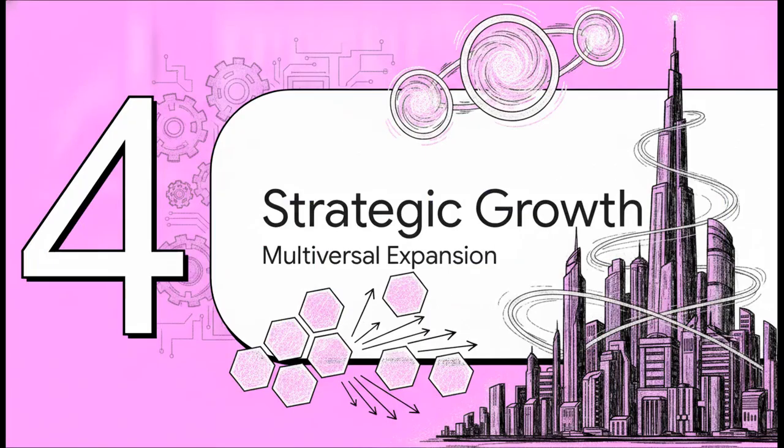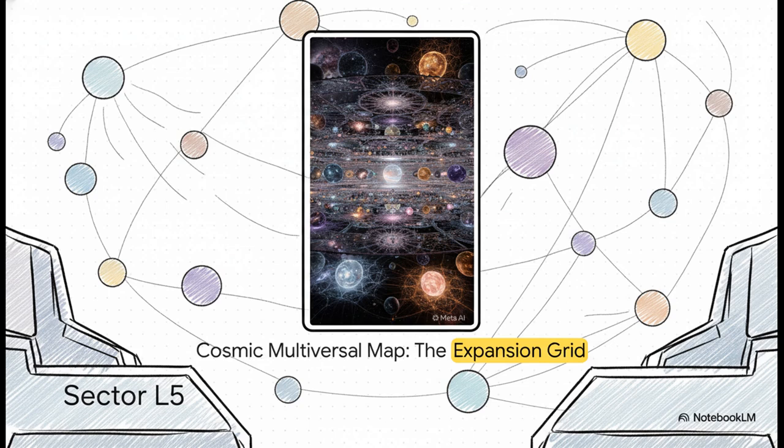Now that stabilization is proven, let's talk scale. Section 4, Strategic Growth Opportunities and our Multiversal Expansion. The sheer, unprecedented scope of our potential is laid out right here in this cosmic multiversal map. This is our expansion grid. Every single interconnected planetary node you see, pulsing with its own unique energy signature, represents a brand new, totally viable market for the Metatropolis footprint. The stabilization provided by Sector L5 is a real game changer. It allows us to safely cast our net across this entire cosmic web.